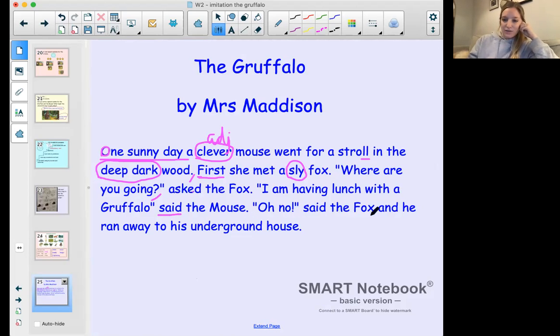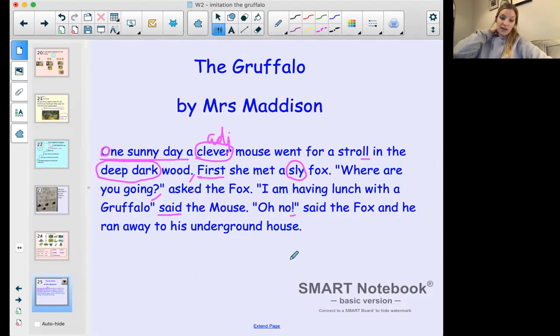"Oh no," said the fox. Oh no. What's this that I've used? Why have I pinked that one? That's right, that punctuation is an exclamation mark. And we know we use an exclamation mark if something's very loud or exciting.